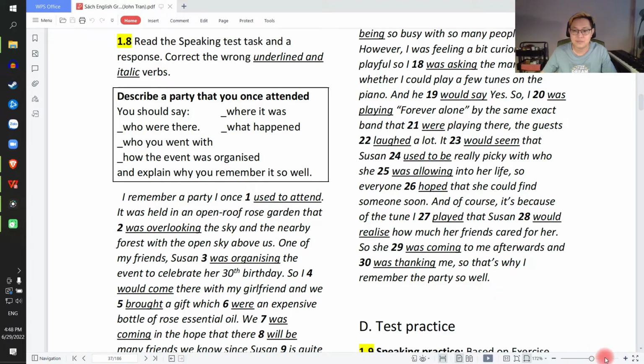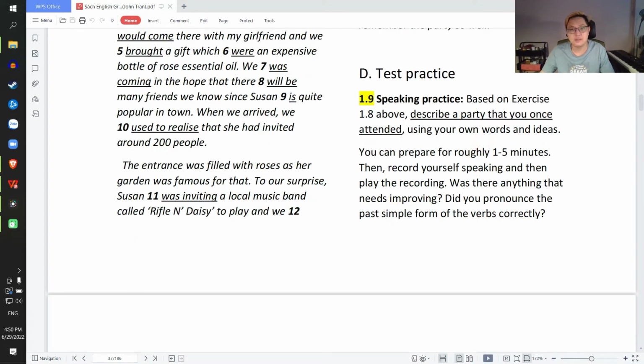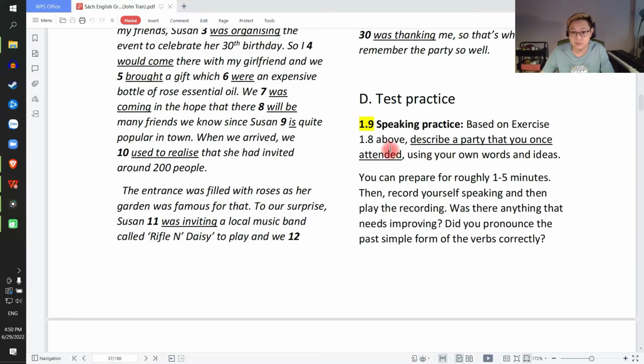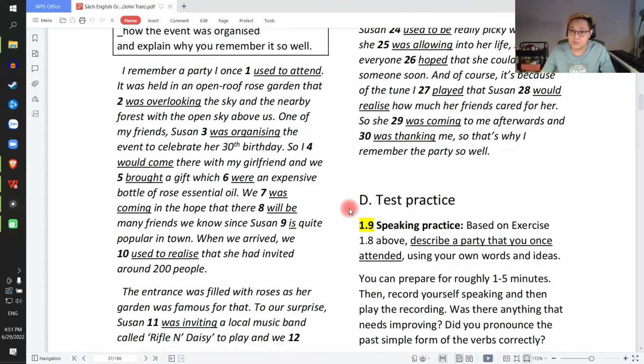Okay, so 1.9 is a speaking practice. They asked you to base on exercise 1.8 above. Describe a party that you once attended using your own words and ideas. Of course, this is something you have to do yourself, so I already gave you a sample answer here. It's the same question, so you have to do this one yourself.